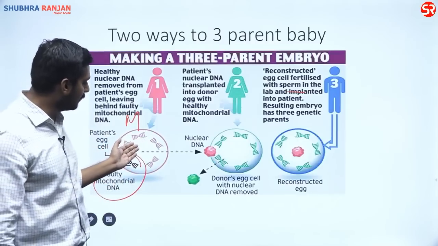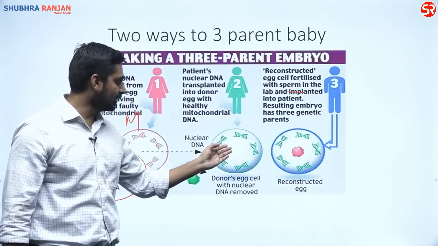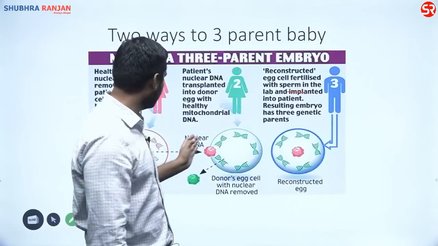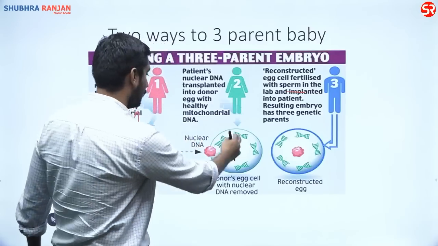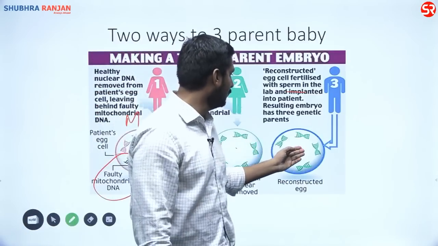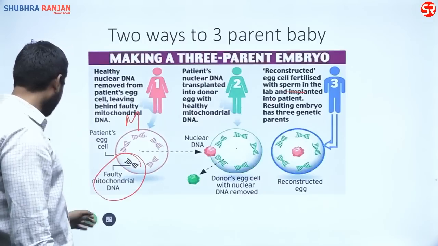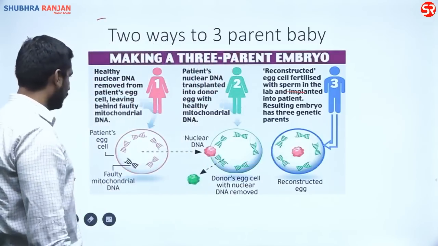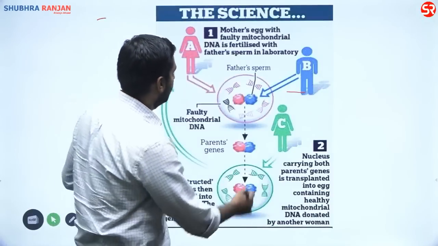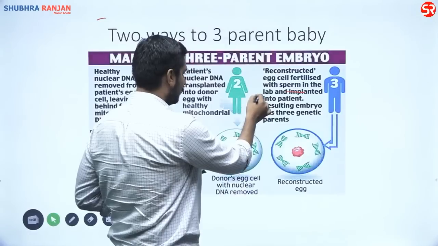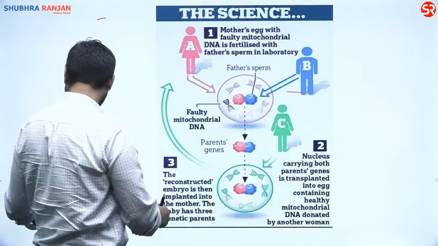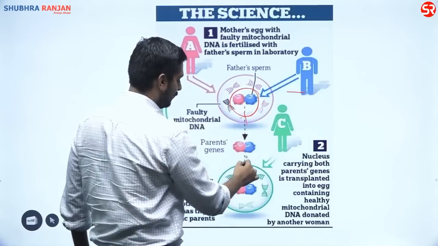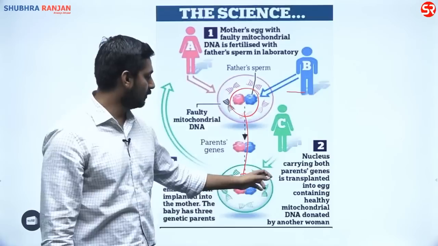So what is done is that the healthy nuclear DNA is removed and transplanted into a healthy donor's egg cell. First the nucleus was removed and transferred to the healthy egg cell, and then it was fertilized with the father's cell. In the second case, first fertilization is done, and then the fertilized nuclear material is transferred to the healthy egg cell of a donor mother.